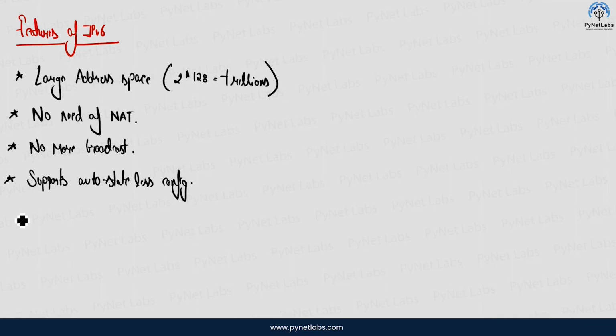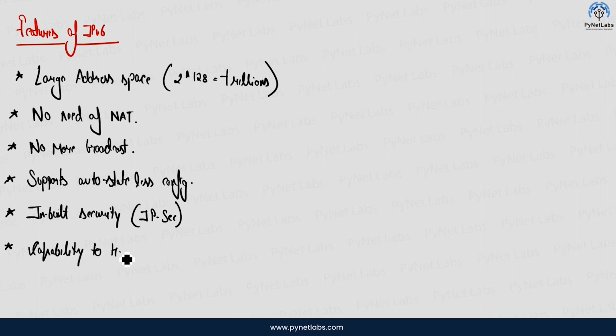And also in case of IPv6, we have some inbuilt security. When I say inbuilt security, we do have some IPsec features which are pre-enabled in case of IPv6. And also we have the capability to have multiple addresses per interface. So I'll write this point, capability to have multiple addresses per interface.